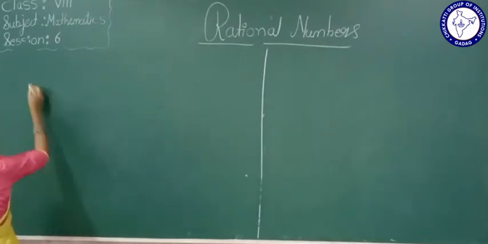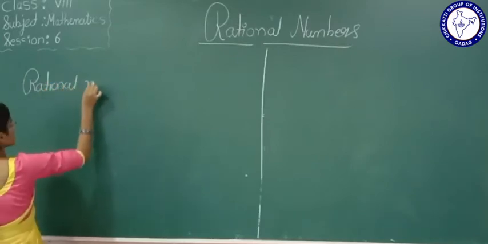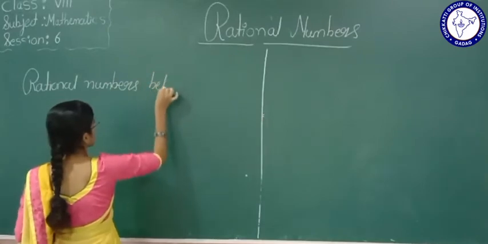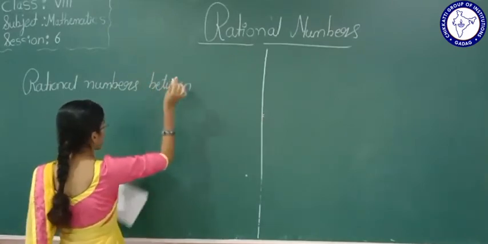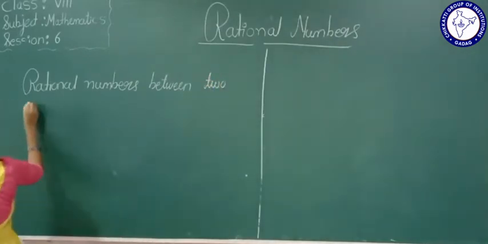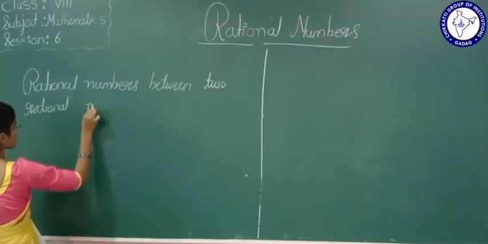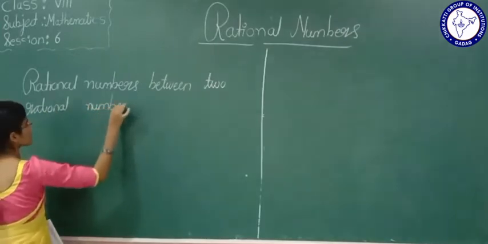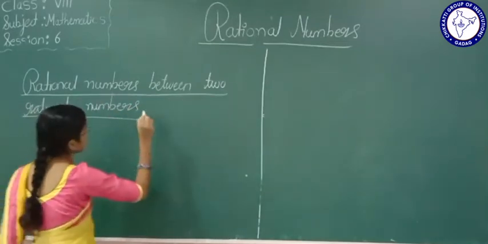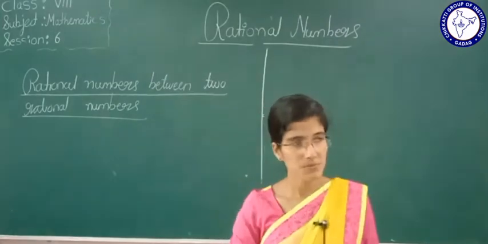The next concept is rational numbers between two rational numbers. We will see what these rational numbers between two rational numbers are.